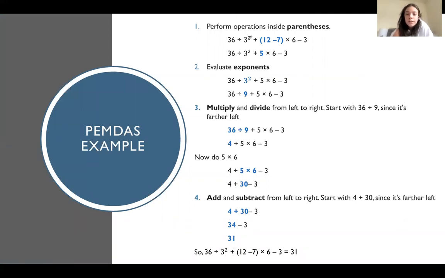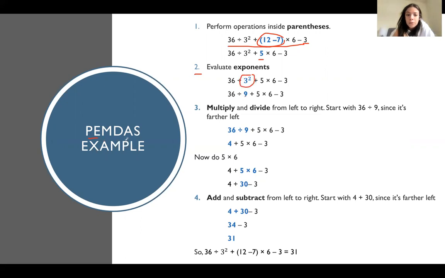So this first example, the expression is 36 divided by 3 to the second plus 12 minus 7 times 6 minus 3. So the first thing you're going to want to do is perform the operations inside the parentheses. So 12 minus 7 and we get 5. And then the second is E. So we evaluate exponents, which is 3 to the second. So that would be 9.